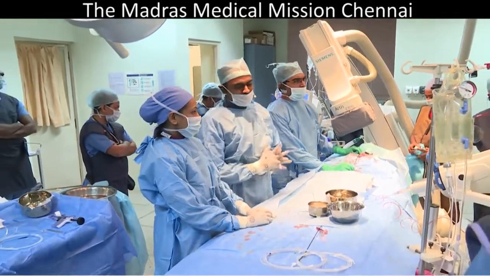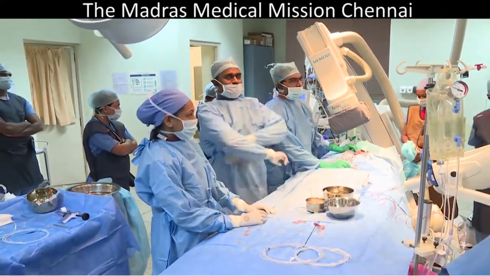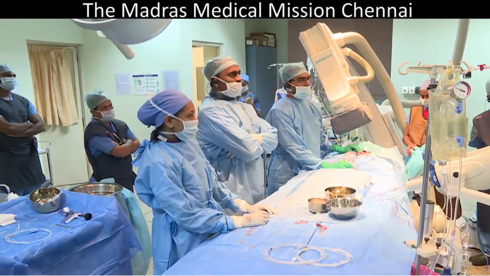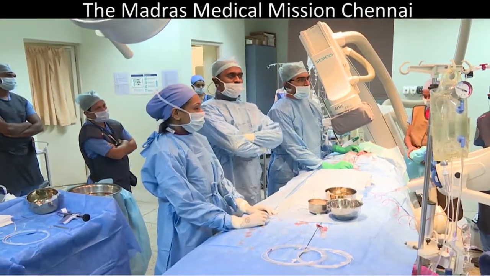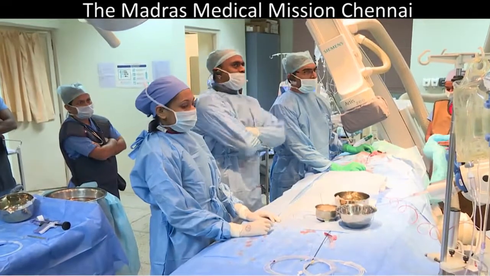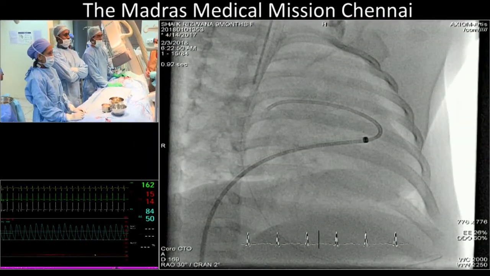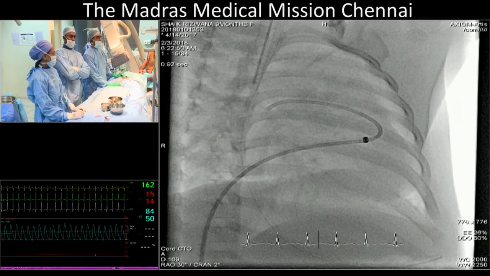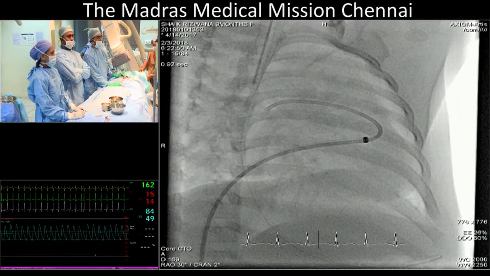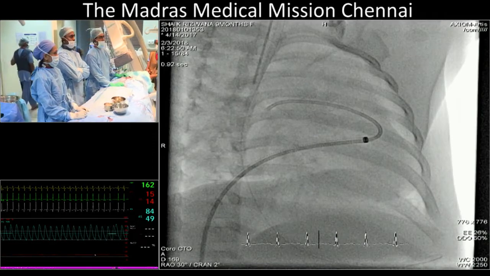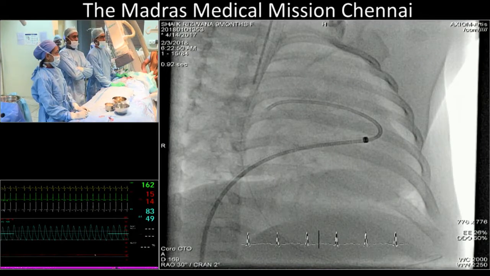Okay, so let's see the pressures. The pressures were right atrial pressure of 14 millimeters. Right ventricle was 80 when the aortic pressure was around 85, 86. And the distal right pulmonary artery was 20. The distal left pulmonary artery was 30. There was 60 gradient at the right and 50 at the left.